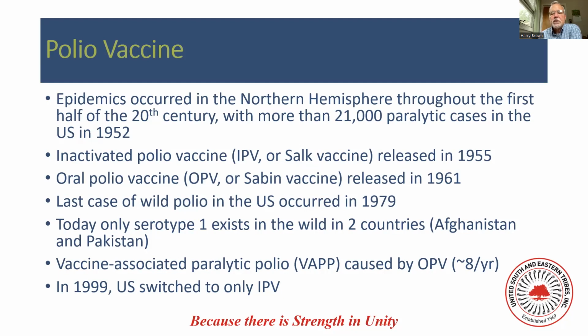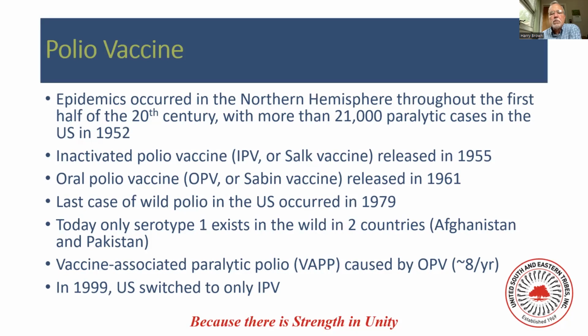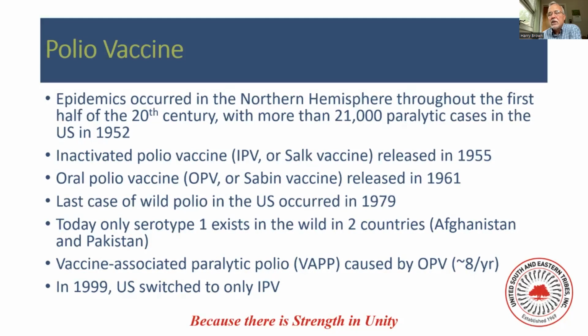But there was this 1 in a million cases of vaccine-associated paralytic polio that was caused by the oral polio virus vaccine, or the oral polio vaccine. So in 1999, we switched to only the inactivated vaccine because it was very, very uncommon. In fact, the only cases were imported, and the inactivated vaccine is good enough for that. Next slide.